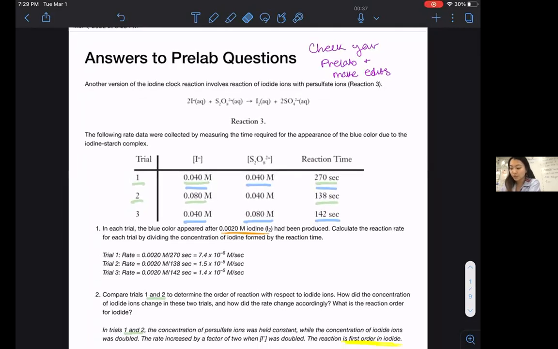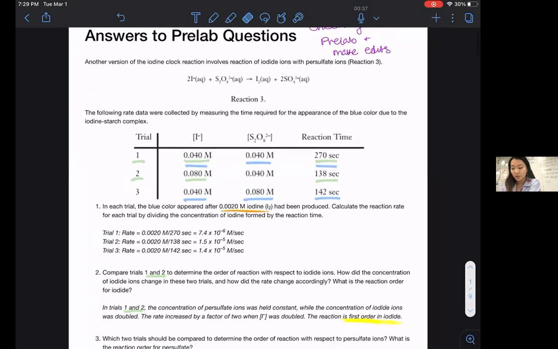So first of all, check your pre-lab answers and make any edits, okay? Remember to do a single line when correcting. So if you realize that wasn't the right answer, simply cross out and put in the new answer. Do not scribble, right? Your pre-lab should be on the right side.